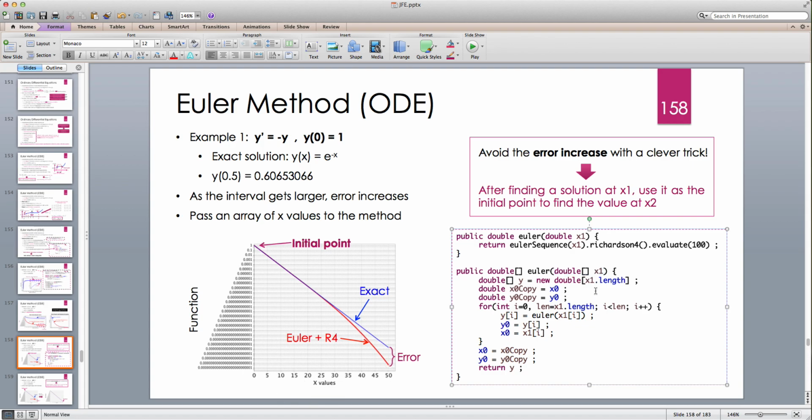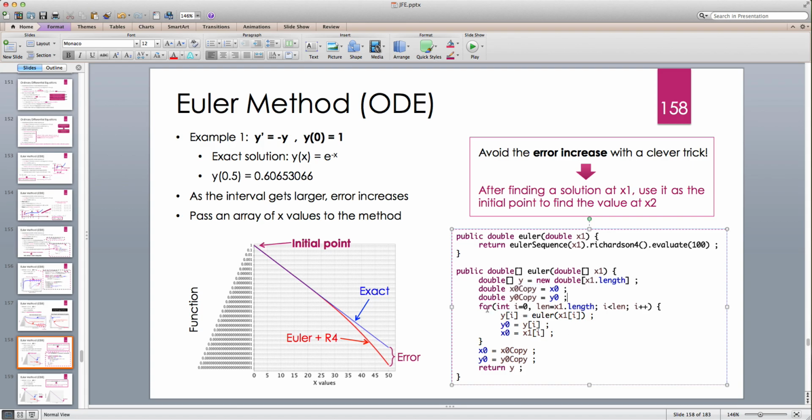all the way to 50, okay? So what I do is I start from x0 and find x1 using Euler plus R4. But then, if I want to find the value at a later point, instead of starting from the original initial point, I use the previous point as the initial point. What I mean is that my solution should return an array of y values, each one corresponding to one x value. So I copy the original initial conditions, x0 and y0.